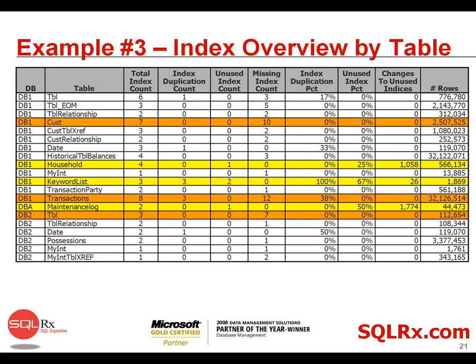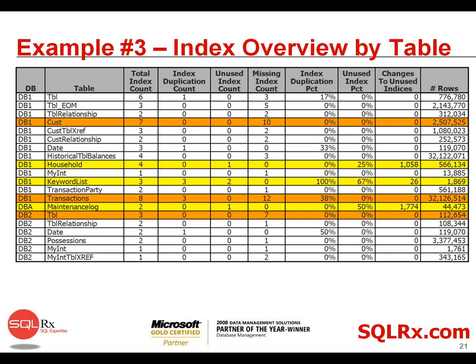Another example of a similar kind of information is this summary, an index overview by table. It shows you how many indices are on the table, how many are redundant or not needed, how many are unused, how many are missing as determined by SQL, and then the percentages and how many rows you're dealing with. And I've highlighted a few of these. You can see that some of these have, like the first one with the orange, 10 missing indices. The second orange one has 12, and the third one has 7. And then you've got other ones that have unused indices, 25, 67, 50% of them are unused.